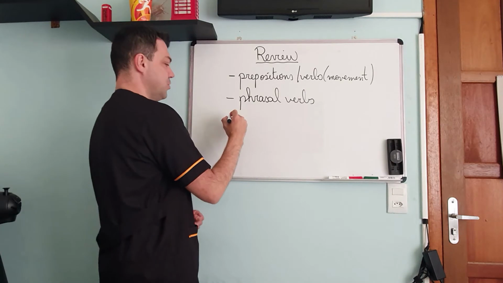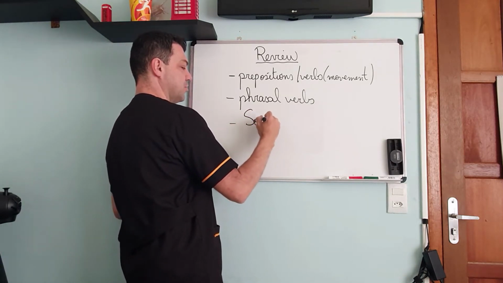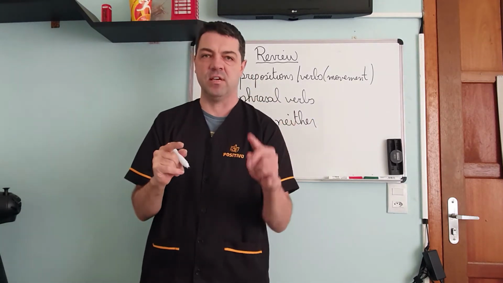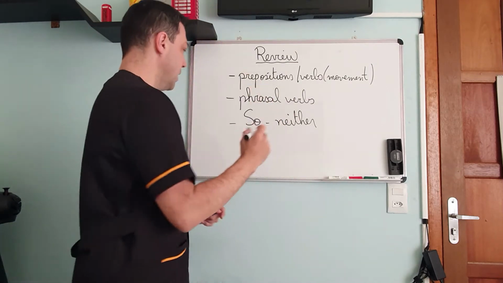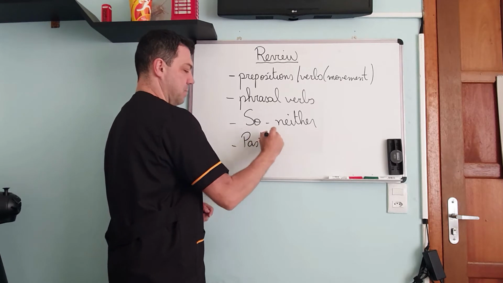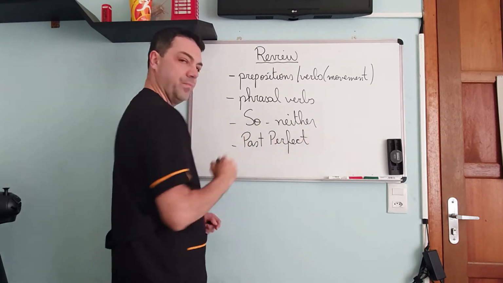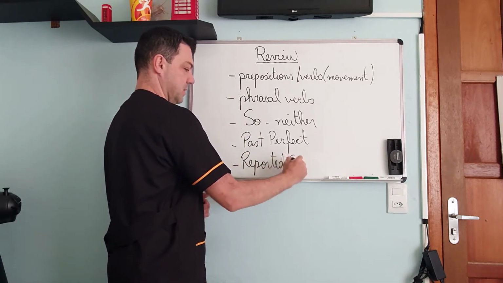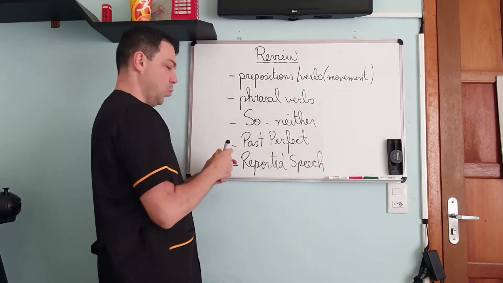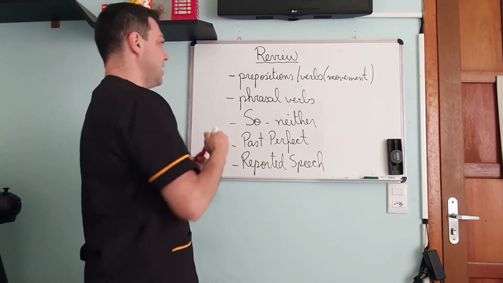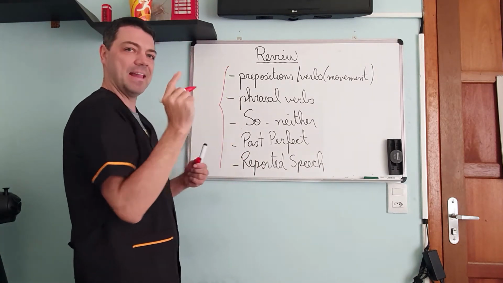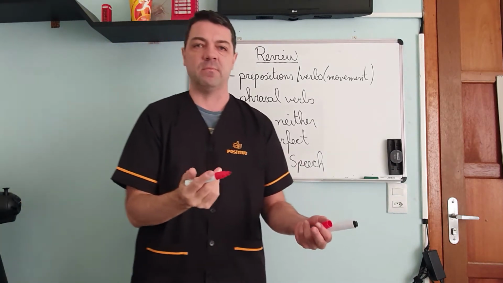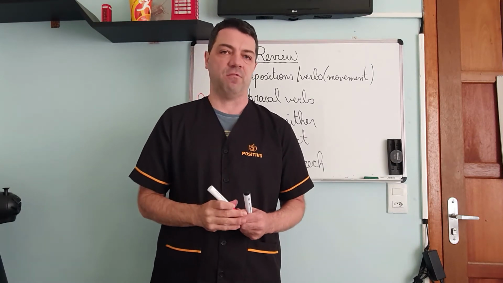After that, we're going to see the use of so and neither, because I know some people still have difficulty with how to use so, how to use neither. We also have some idea about the past perfect. And finally, our last topic, that is reported speech. Okay? So we are going to see very clearly in detail all these topics. And then the activity will be available for you on page 98, or if you don't have the material, it will be on our platform for you to do that.